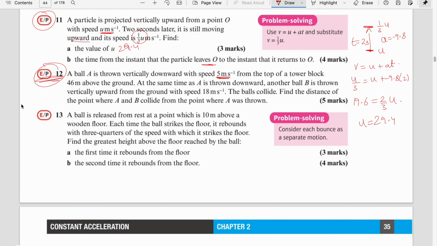A ball is released from rest. 13 says a ball is released from rest at a point which is 10 meters above the wooden floor. Each time the ball strikes the floor, it rebounds with 3/4 of the speed. That means 75% of the energy with which it strikes the floor. Find the greatest height above the floor reached by the ball the first time it rebounds.